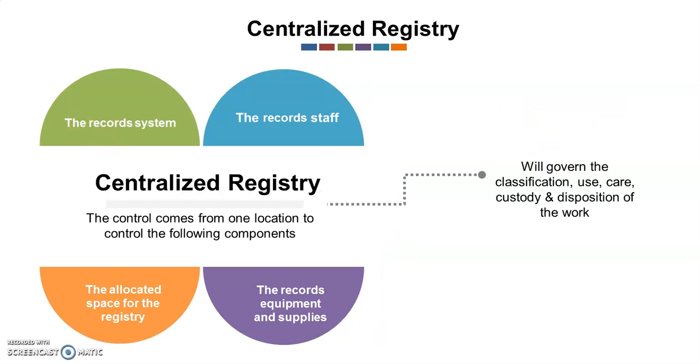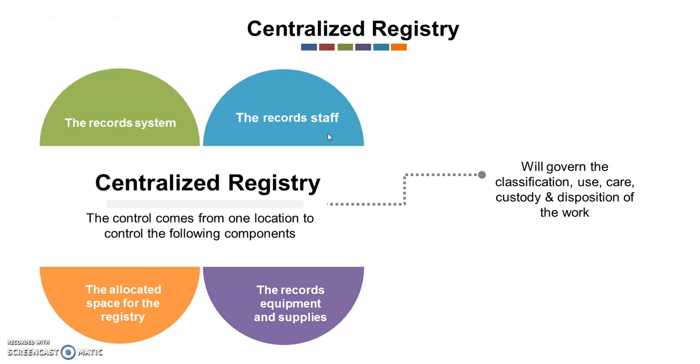The first type of registry, we call it a centralized registry. When we talk about centralized registry, it means that the control comes from one location to control the following components. So what are the components that they control? Basically there are four components: record system, record staff, record equipment and supply, and also the allocation of space for the registry. All of this will be controlled in one location since they only have one department or one unit responsible to manage the current record.